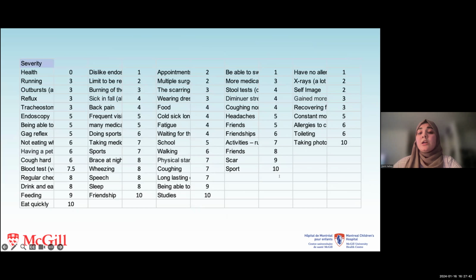So then I took all the threats and I grouped them based on severity. So you can see eating quickly, friendship, studies, sport are deemed the most severe, and disliking endoscopies and appointments received low severity ratings. So these states were considered undesirable.